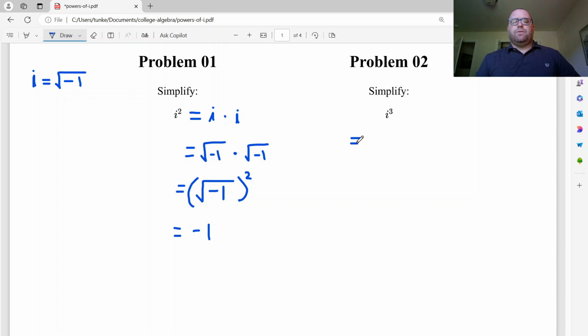All right, let's look at i cubed. So what is i cubed equal to? Well, that's equal to i times i times i. We already know that i times i is equal to -1. So we have -1 times i. So -1 times i is -i. So i cubed equals -i. Okay, let's keep going and look at a few others.